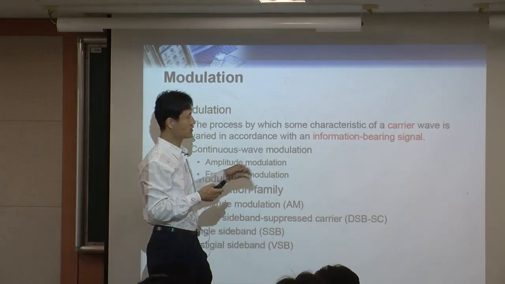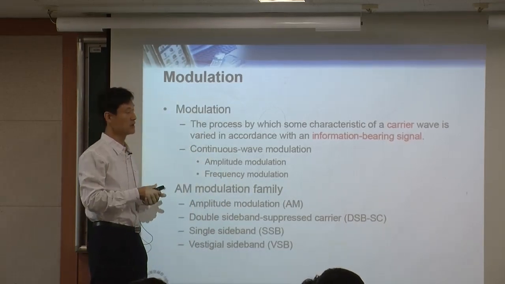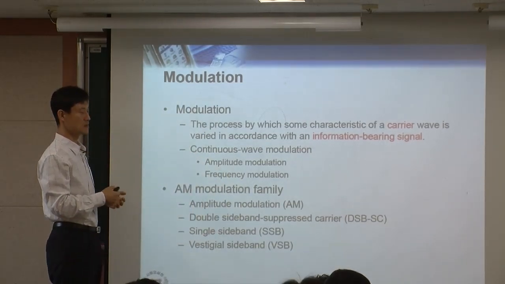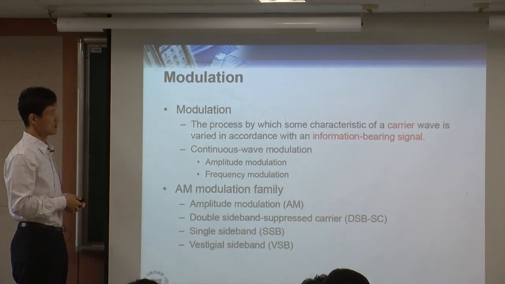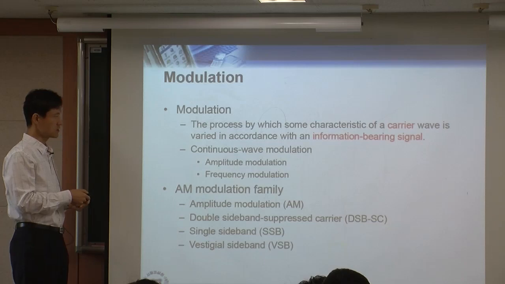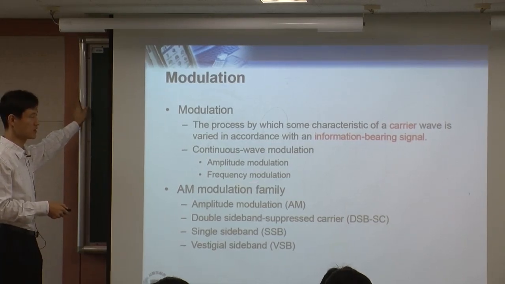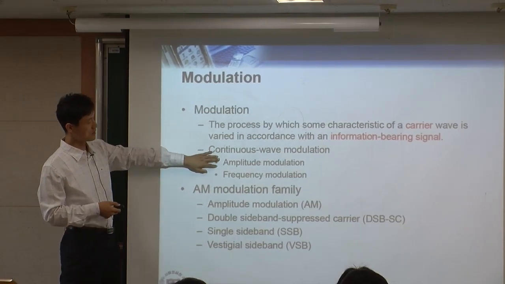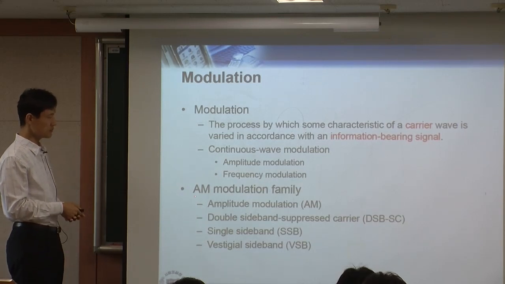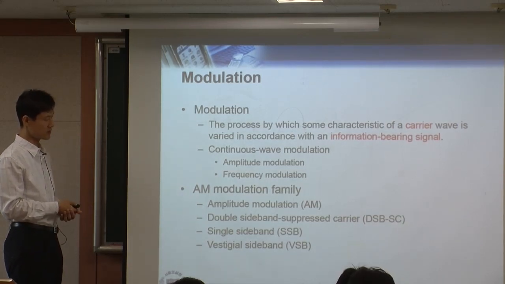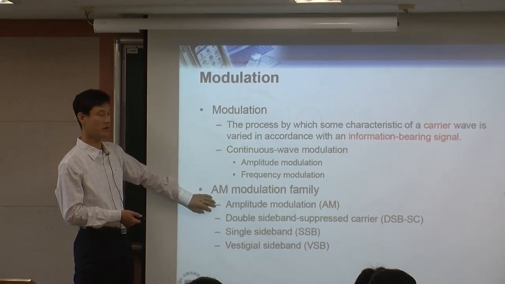And how to do that is you are using a carrier wave, which we call c(t). And this message signal is m(t) in our context. So in continuous wave modulation, we have two different types, right? Amplitude modulation and frequency modulation. And we are right now talking about amplitude modulation. In amplitude modulation, we have four different types. And this is the basic amplitude modulation, which we talk about today.